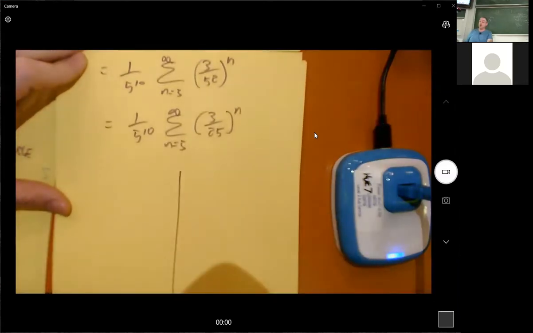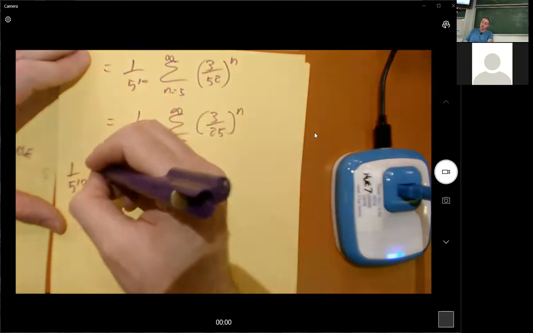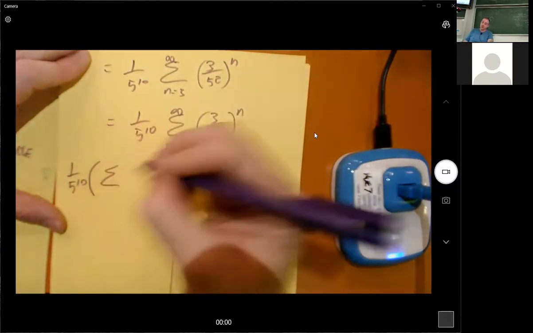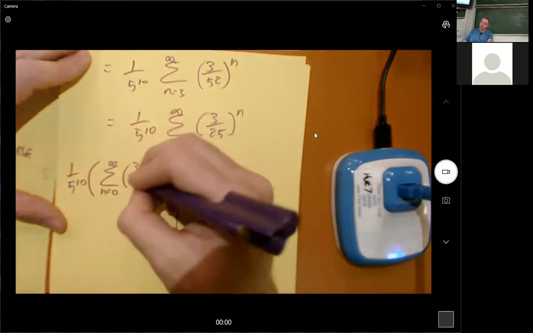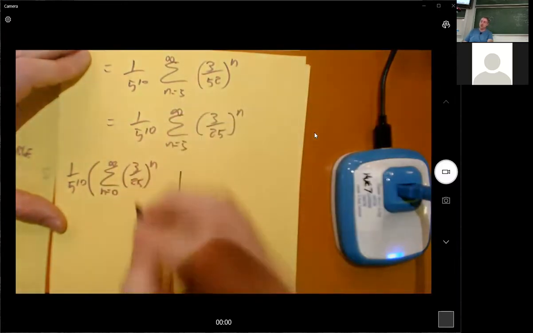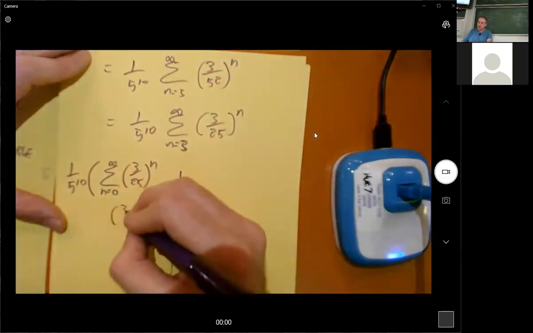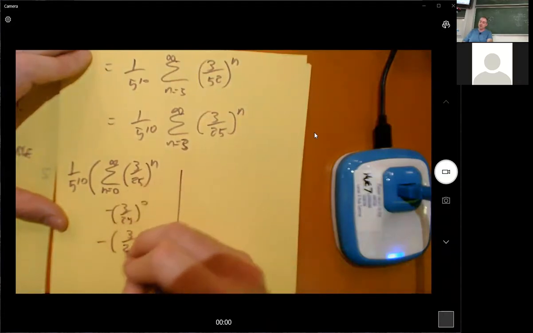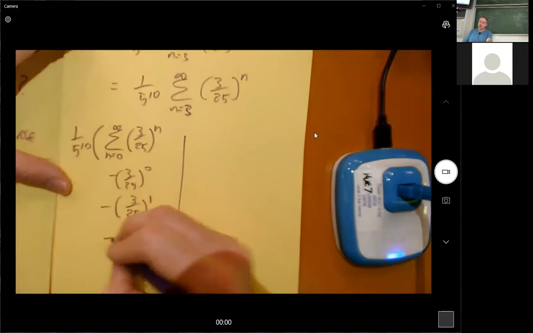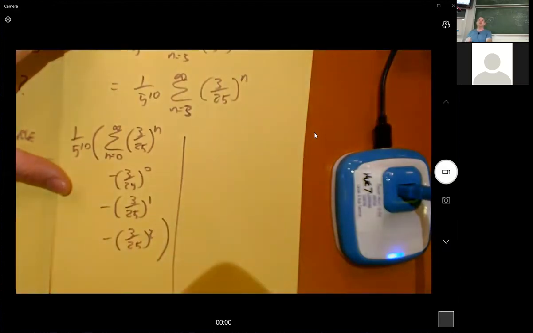So there's a choice. I could say that it's the sum from n equals 0 to infinity of 3 over 25 to the n. But I am missing the one when n equals 0. And I'm missing the one where n equals 1. And I'm missing the one where n equals 2. That's one way of dealing with it.